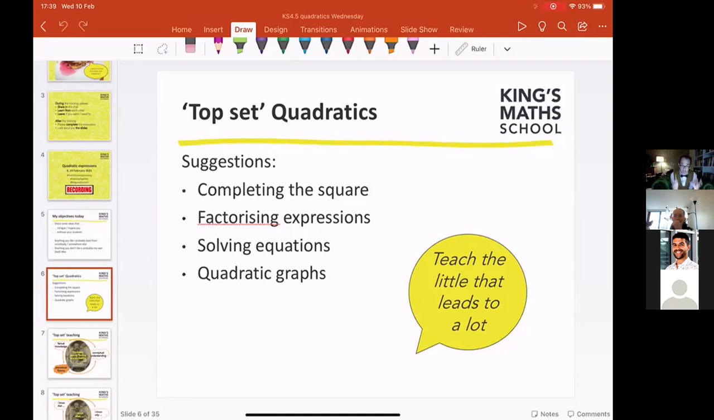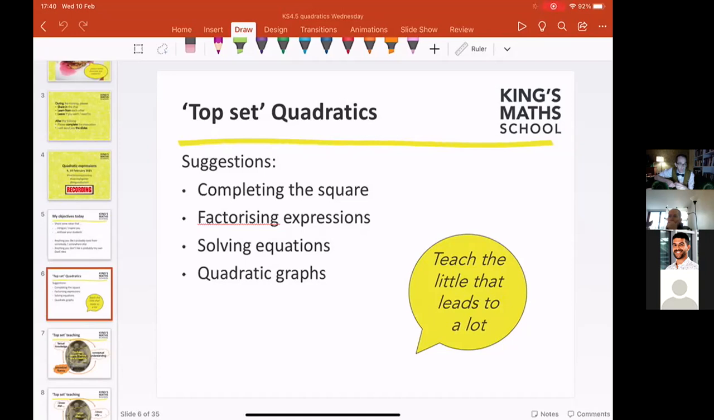So I'm going to go through lots of activities with you and suggest what things you could do, but I'm not for one moment suggesting that you should do an example of each. I think really you show them how to complete the square in a simple case, and then you give them the more complicated examples and get them to work it out, to have that productive struggle, to engage with that desirable difficulty. I.e., you show them the little, this is what we mean by completing the square, and it leads to a lot. I'm going to try and show you where I think the lot might go to.